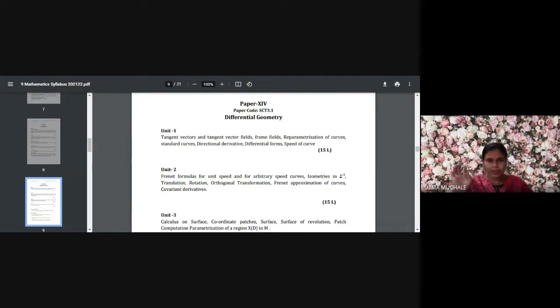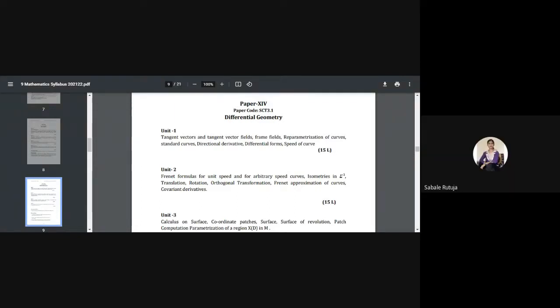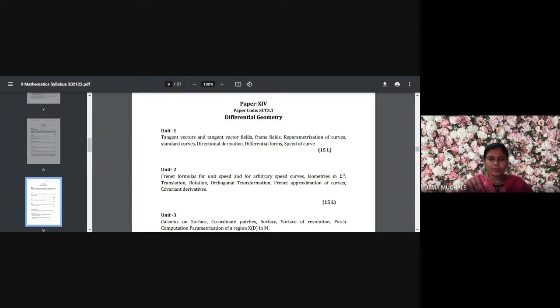We write ds by dt as the formula for speed. Right? The formula for speed is equal to ds by dt. So this is what we have in differential geometry. We are going to study the concept of geometry with the help of a differential equation.